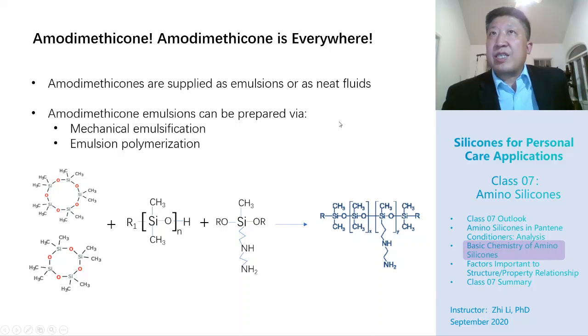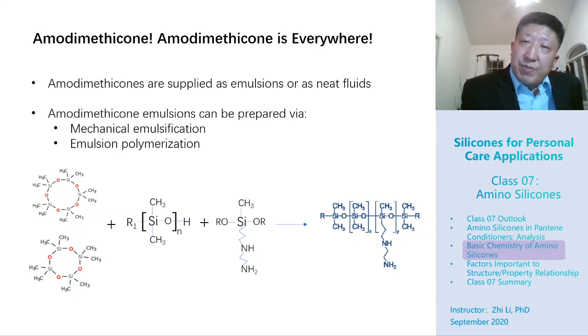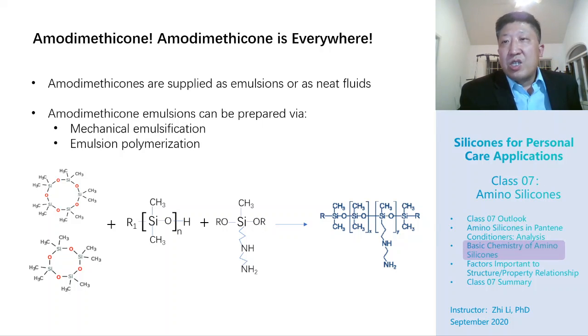let's see. Amodimethicone. We're going to go back to amodimethicone. So many amodimethicones are being sold by many different suppliers across the globe. Everyone sells amodimethicone. What is the difference? As a formulator, you have to think about it. We talked about something in the past slides, so that may already help. But amodimethicone is supplied by suppliers either in emulsion form or as neat fluid.